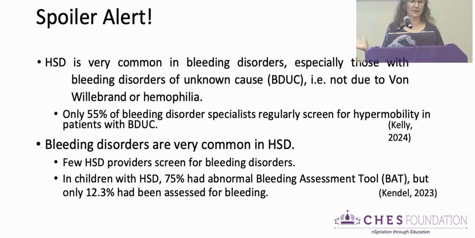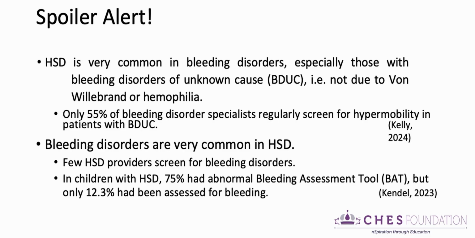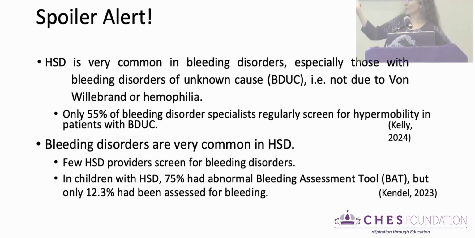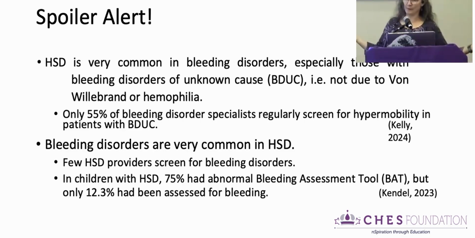So, spoiler alert, hypermobility is really common in bleeding disorders, and especially bleeding disorders of unknown cause. If you don't have hemophilia or von Willebrand's, there's actually a study that shows that 80% of women with bleeding disorder of unknown cause are hypermobile. So it may affect some of you here, and that may be contributing to your bleeding disorder. It may contribute to why maybe your bleeding disorder is a little bit worse than your lab tests might suggest.